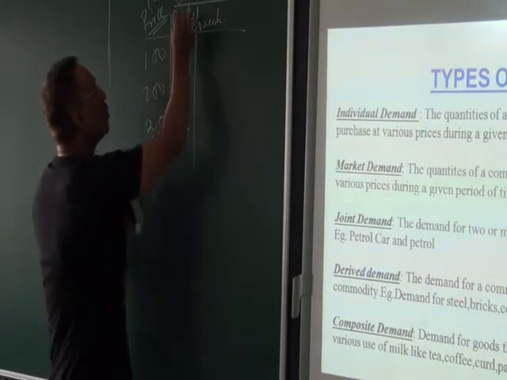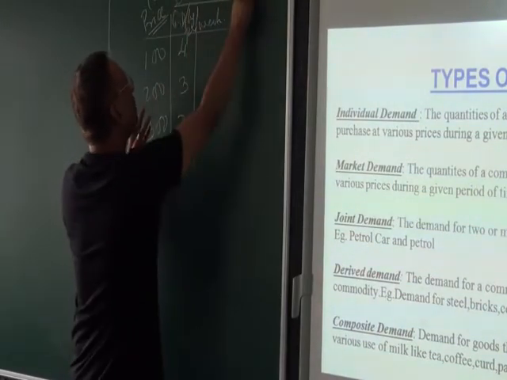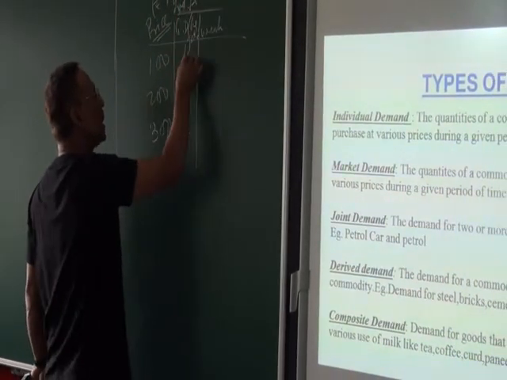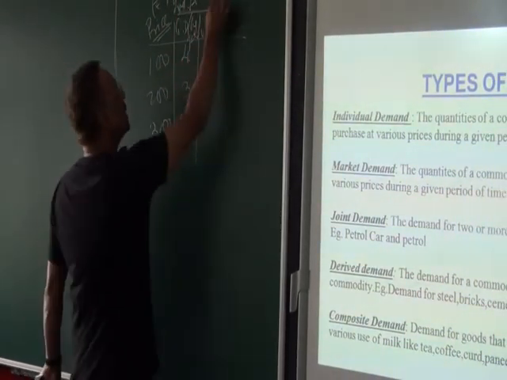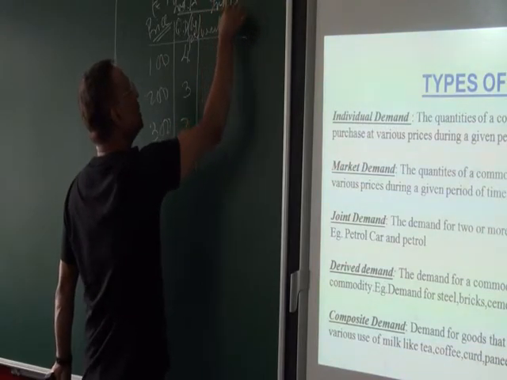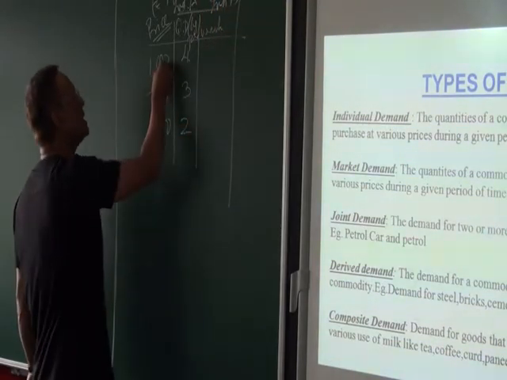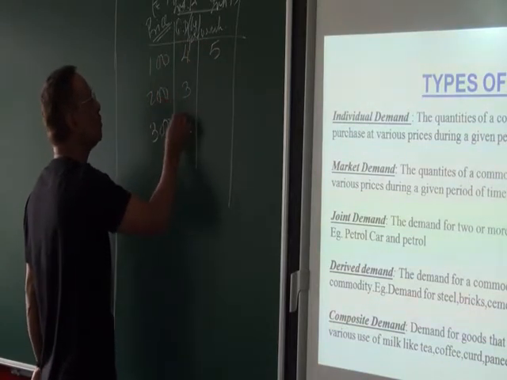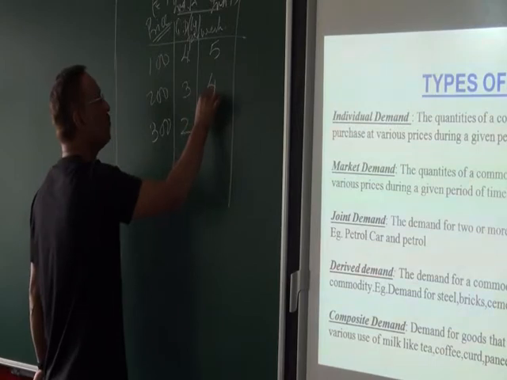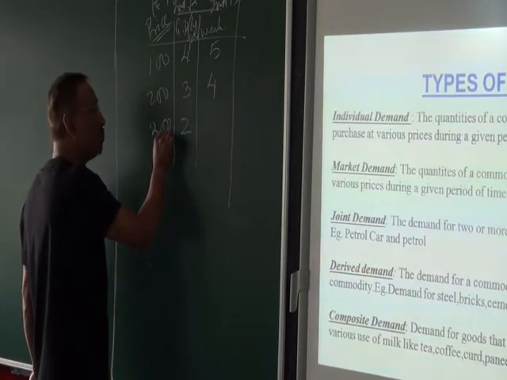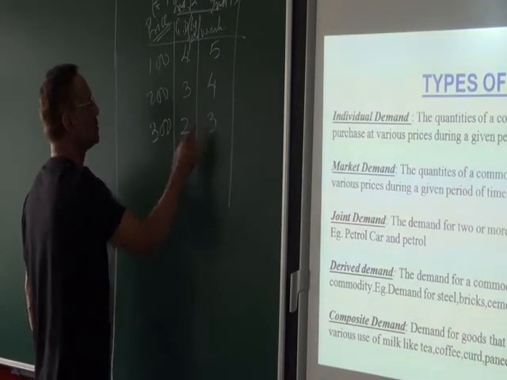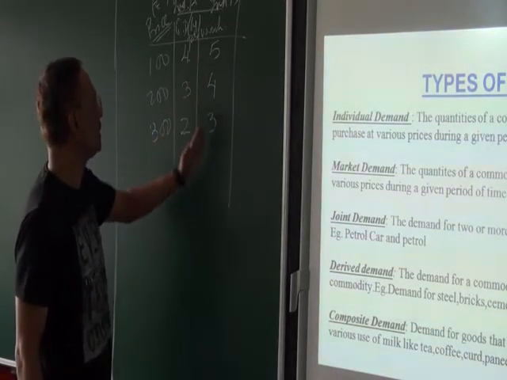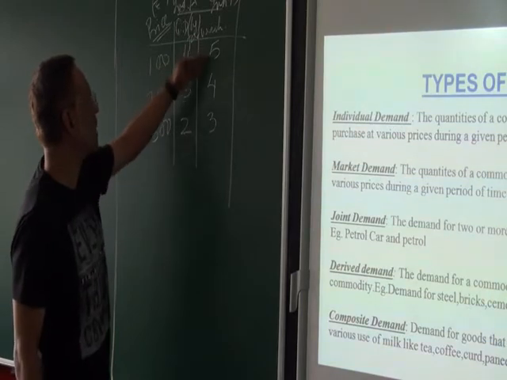So there is not only consumer A now, we'll have consumer or individual A. This is what individual A demands. Let's say there is individual B, another household. When the price is 100 rupees, he demands 5 kgs. When the price is 200 rupees, he demands 4 kgs. When the price is 300 rupees, he demands 3 kgs. So this is the quantity demanded by individual B. At different prices, his demand is this.